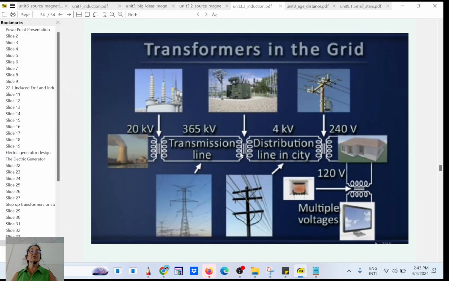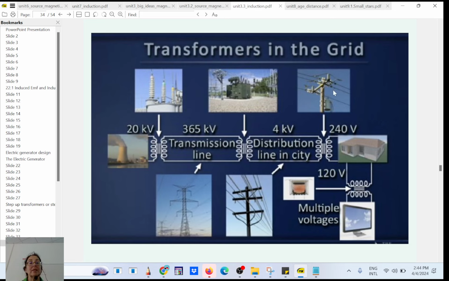And then it gets to this ugly thing, you know, at Sunny Isles, just before the bridge. That's where you're going to step down to about 4,000 volts. So you have a step down per transformer. And then before it gets to your house, you still have this ugly transformer up the pole.